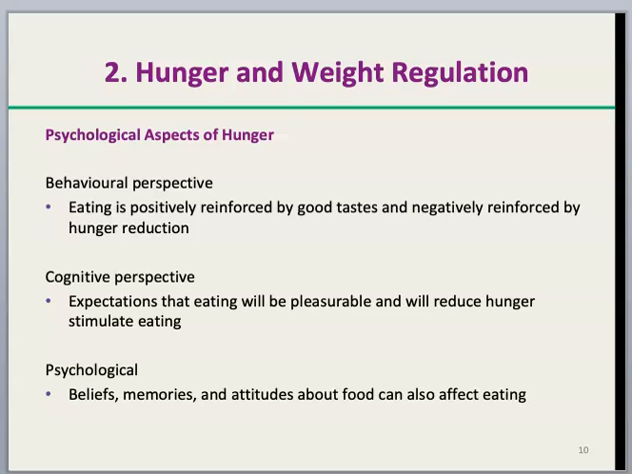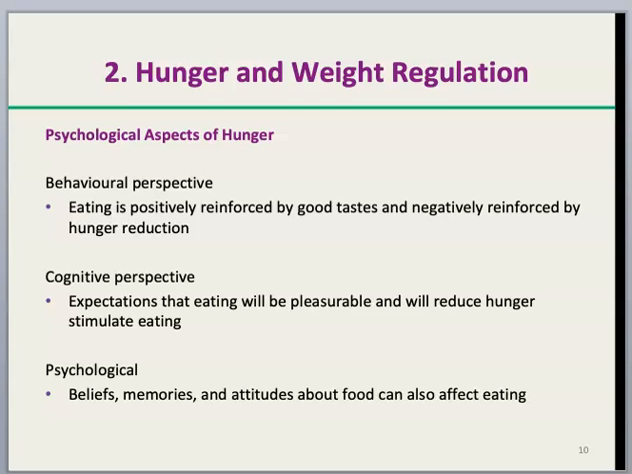Okay, so that is the end of the physiology of hunger, and now we're going to look at the psychological aspects of hunger, which is a slightly shorter section. We talked about the behavioral perspective, which is how eating is positively reinforced by good taste and negatively reinforced by hunger reduction.